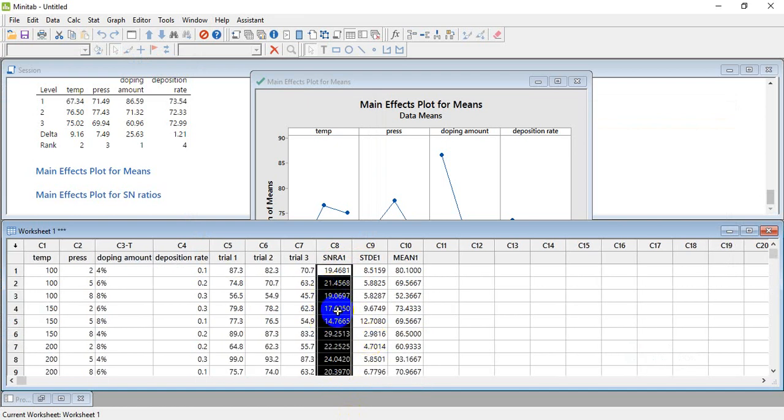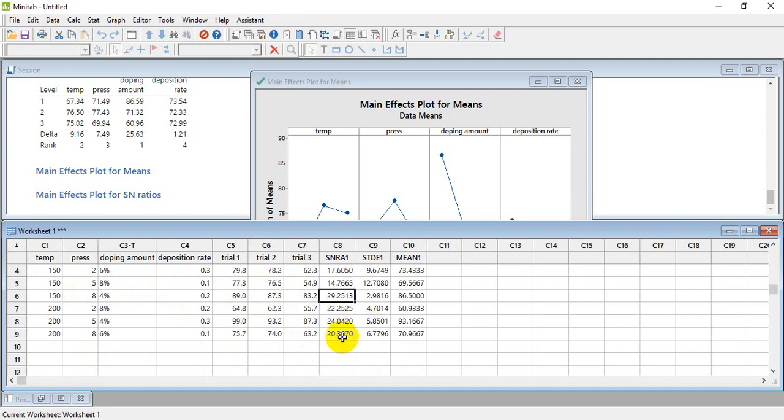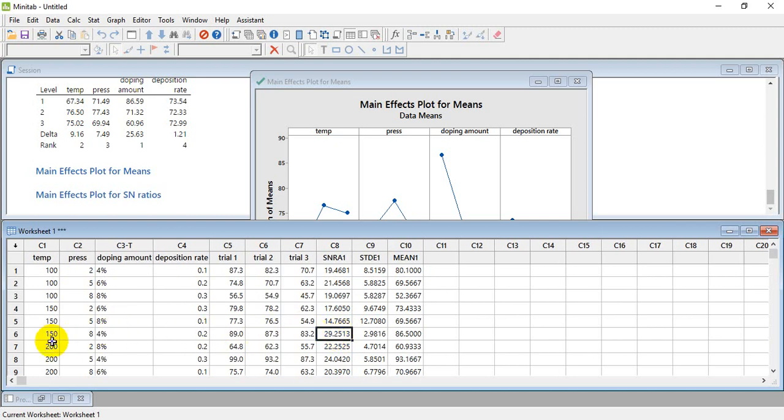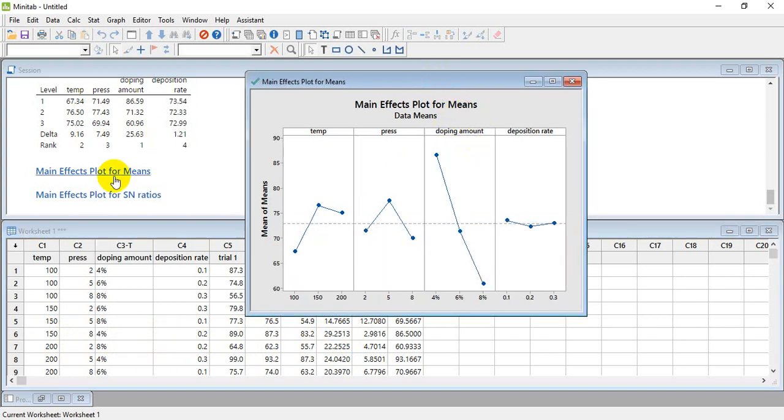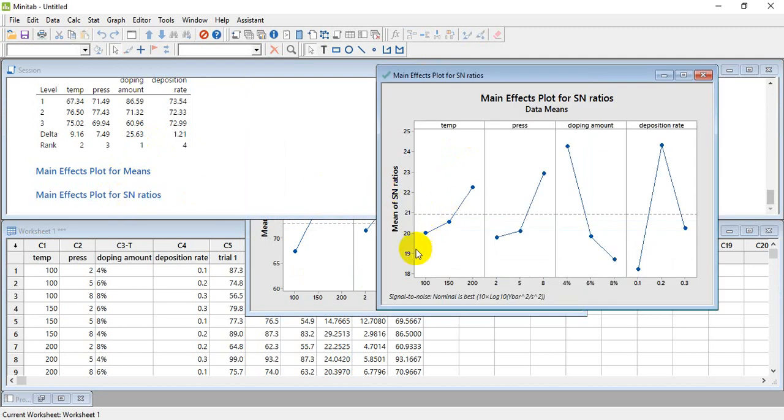If we look at this column, we should find that this is the maximum signal to noise ratio. What is the experiment here? The temperature is 150. The pressure 8 psi, the doping amount 4%, deposition rate 0.2. From here we can see the signal to noise ratio.